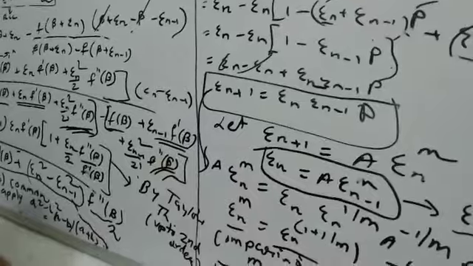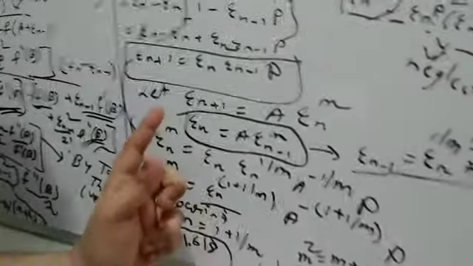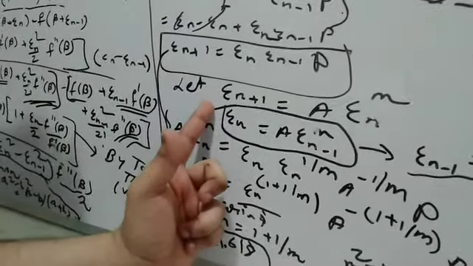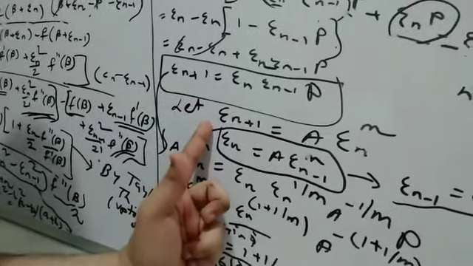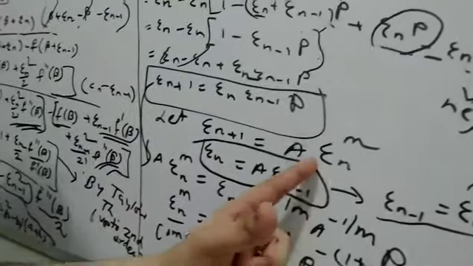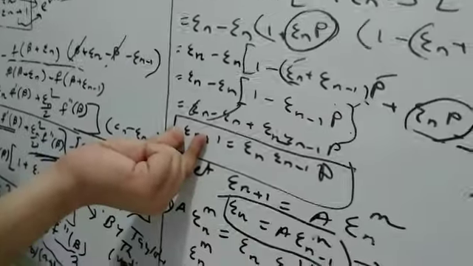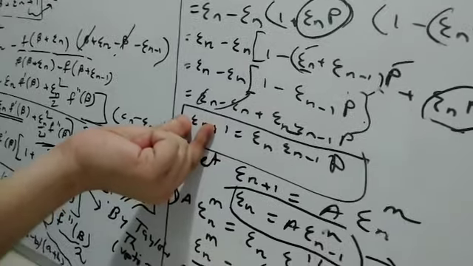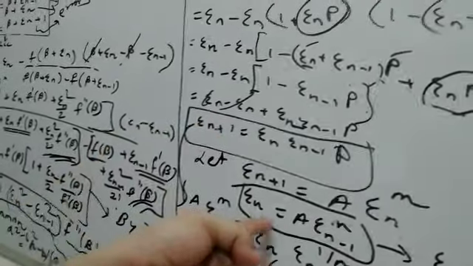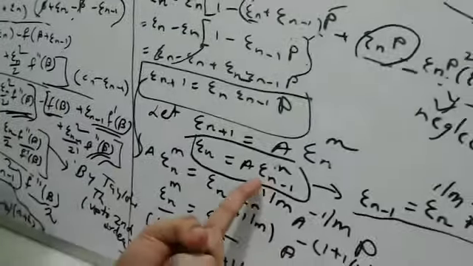Now we know, I've told you that the error in the n plus 1 step I can write in this way. So instead of ε_(n+1), I can put this value here, and ε_n can be written like this, but don't put this here.